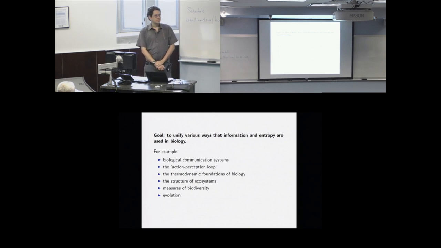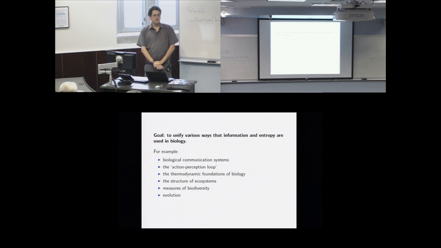Then there's a lot of work on trying to understand the structure of ecosystems, how many organisms of different types you can expect to find in an ecosystem. And John Hart will be talking about the maximum entropy approach to that. In a somewhat different line of work, as far as I can tell, but it should be very related, different kinds of entropy are being used as ways to measure biodiversity, which could be used as a kind of diagnostic of the health of an ecosystem.